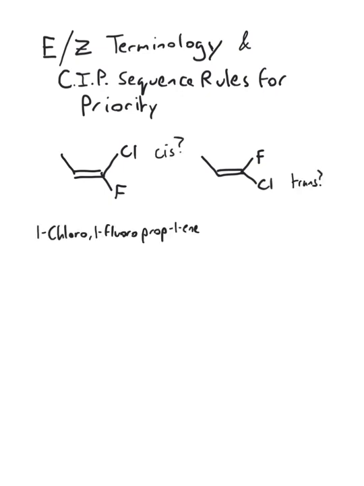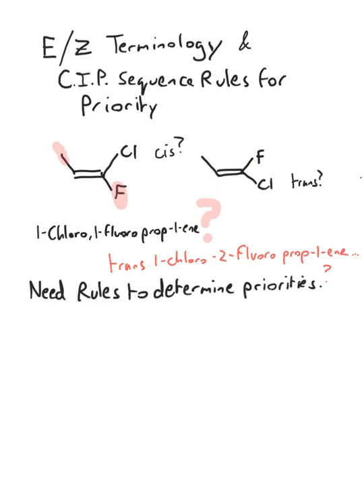And yes, it becomes very difficult to use cis-trans terminology when there are more than two substituents. We can refer to the relative terms of, say, the methyl is trans to the fluoro, but it becomes very difficult to put that in the name itself. We don't know what group we would be referencing to if we called it trans 1-chloro 2-fluoroprop 1-ene. So we need rules to determine the priority of these functional groups.